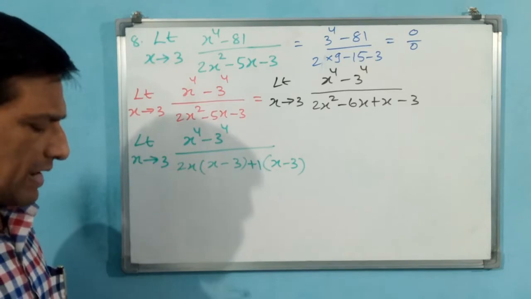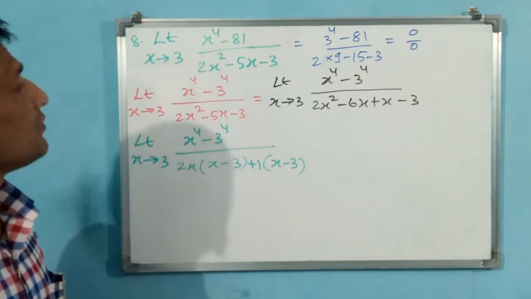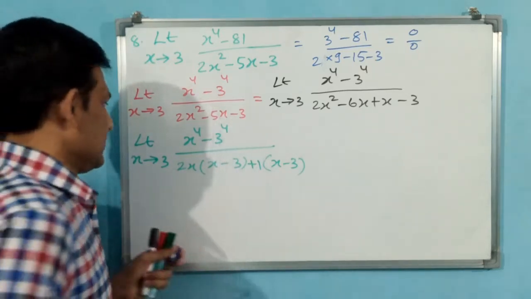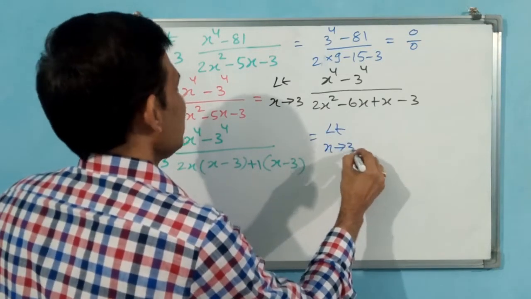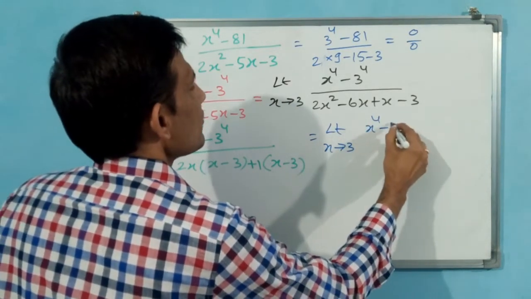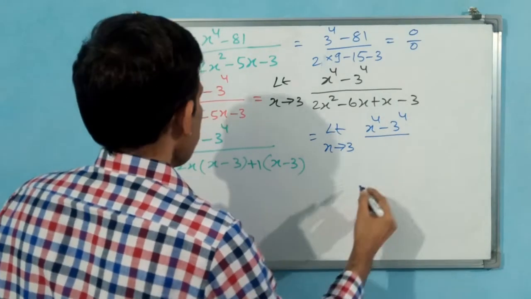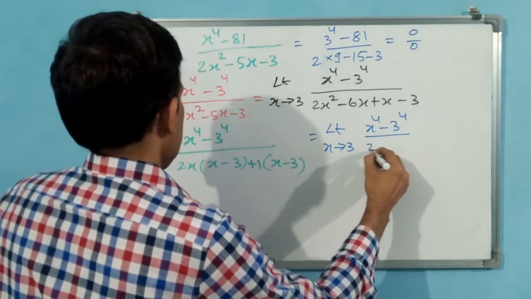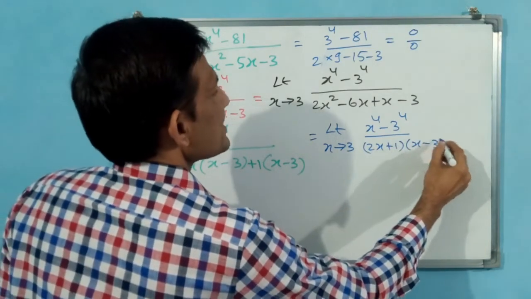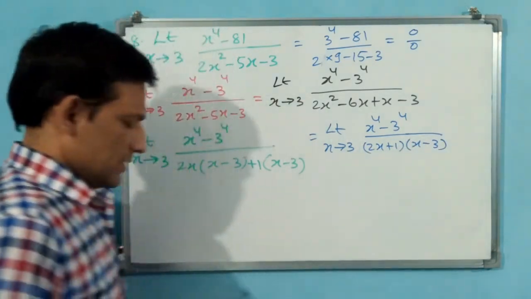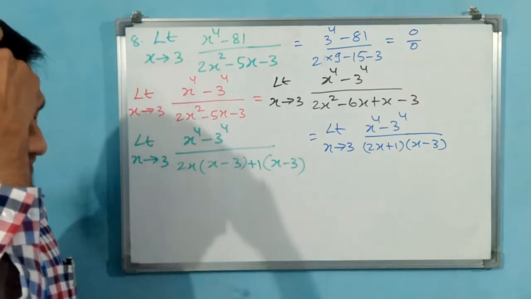Now you see what will happen. First you write, then we will see. That is equal to limit x tends to 3, x to the power of 4 minus 3 to the power of 4 by 2x plus 1 into x minus 3. Okay, now what to be done?